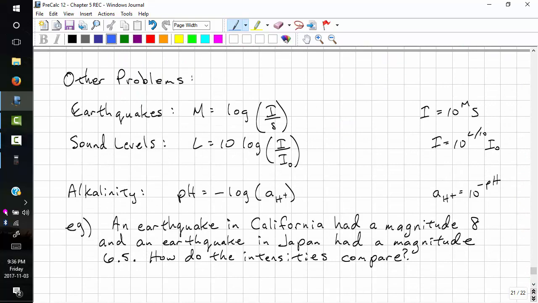And we have a few other problem types to look at. Earthquakes. We calculate the magnitude by taking a log of the intensity over standard earthquake. This is always left as S. We don't have a numeric value for this. And if we want to do the inverse, I is equal to 10 to the power of the magnitude times S. And this is intensity and standard earthquake.